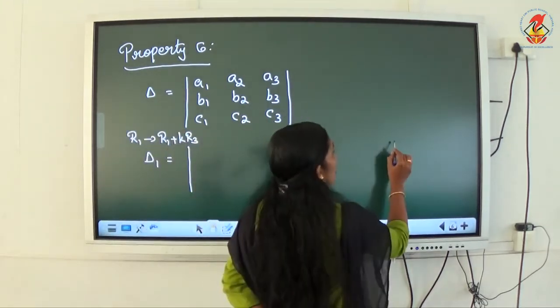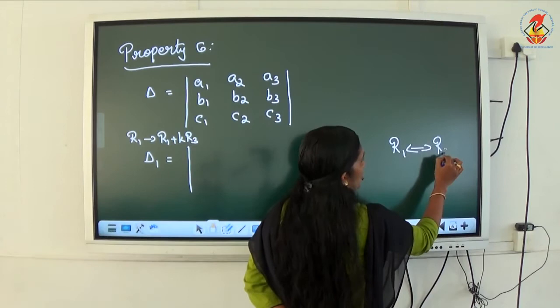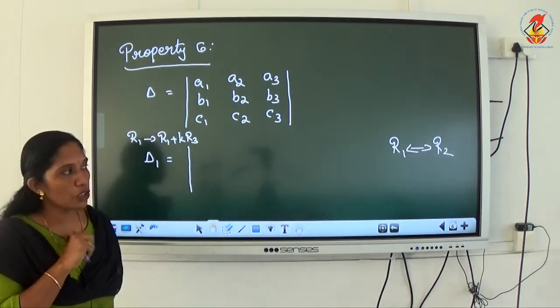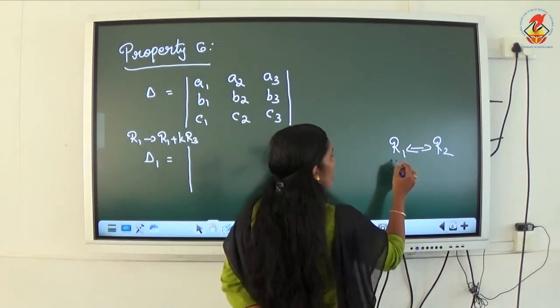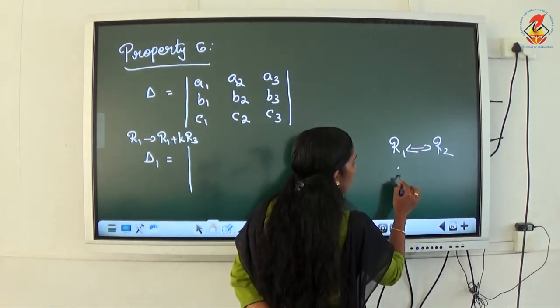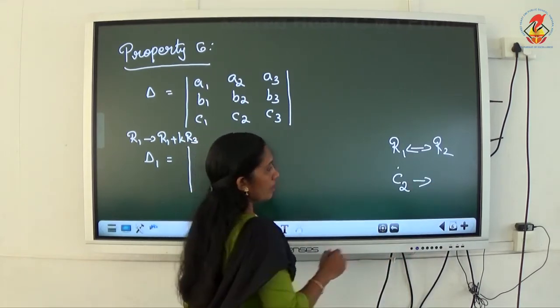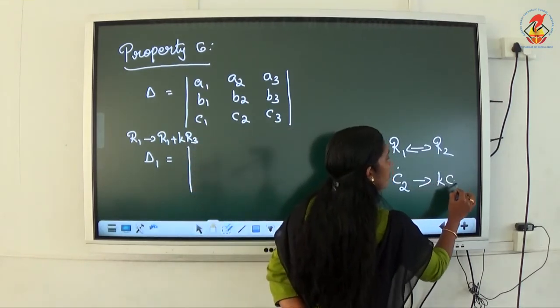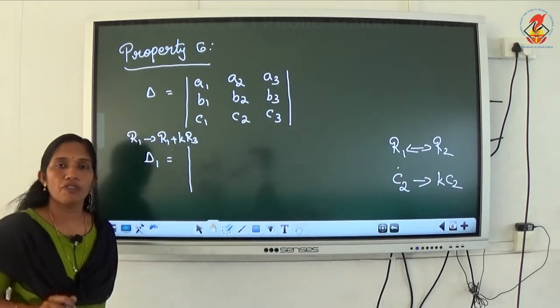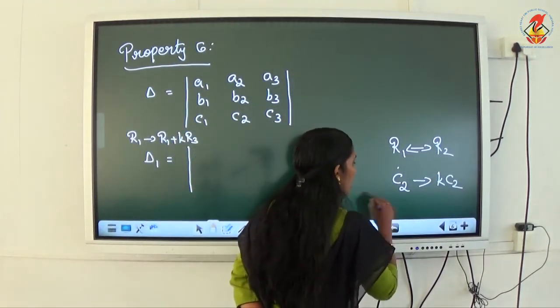There are three operations we discussed. The first operation is that we can interchange any two rows or any two columns. Column is also possible. The second one is like this: we can multiply all the elements of a column or a row by a constant K.